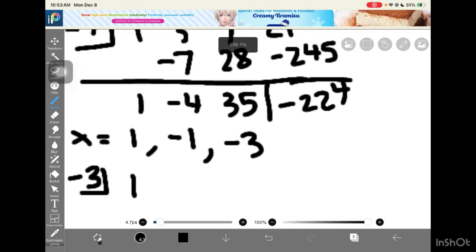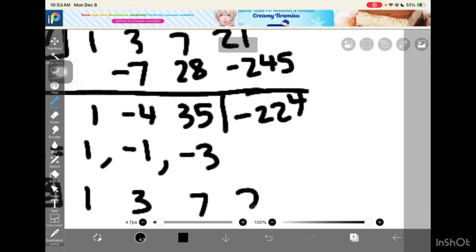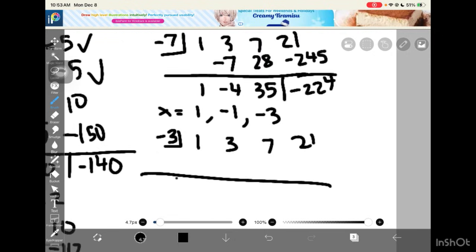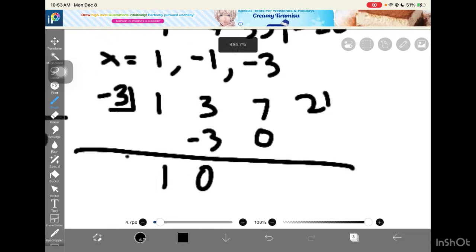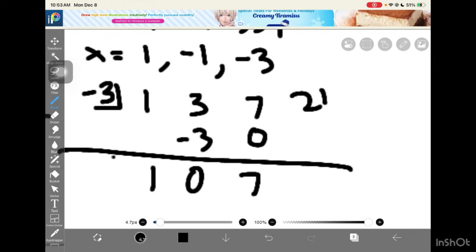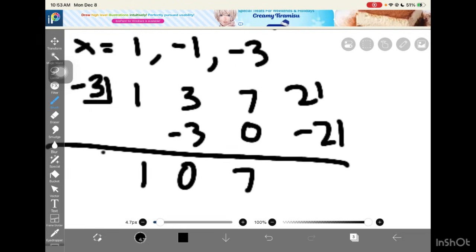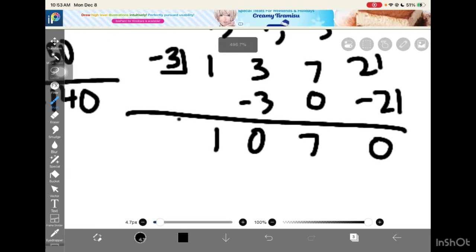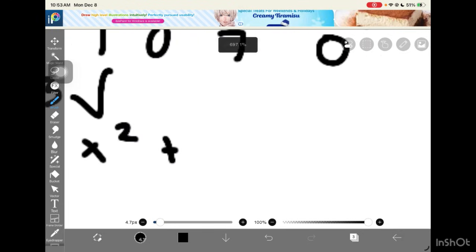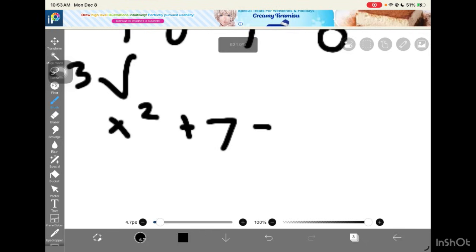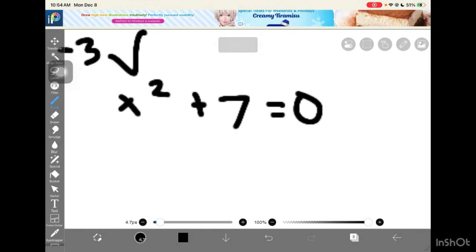So 1, 3, 7, 21. 1 times negative 3 is negative 3, 0. 0 times negative 3 is 0. 7 plus 0 is 7. 7 times negative 3 is negative 21, 0. So we know that x is equal to negative 3. So x squared plus 7 is equal to 0. x squared is equal to negative 7.